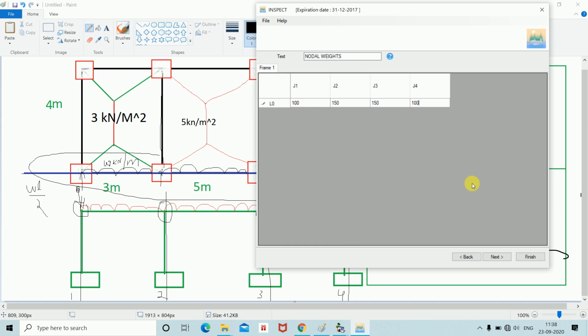Okay, then you can calculate the earthquake response by using an earthquake accelerogram. Then you can find the incremental dynamic analysis, or you can find the pushover analysis by using this IDARC tool or Inspect GUI. Okay, Inspect is nothing but the GUI for IDARC. Okay, this is all about how to calculate nodal weights, and how to input the nodal weights in Inspect IDARC 2D.